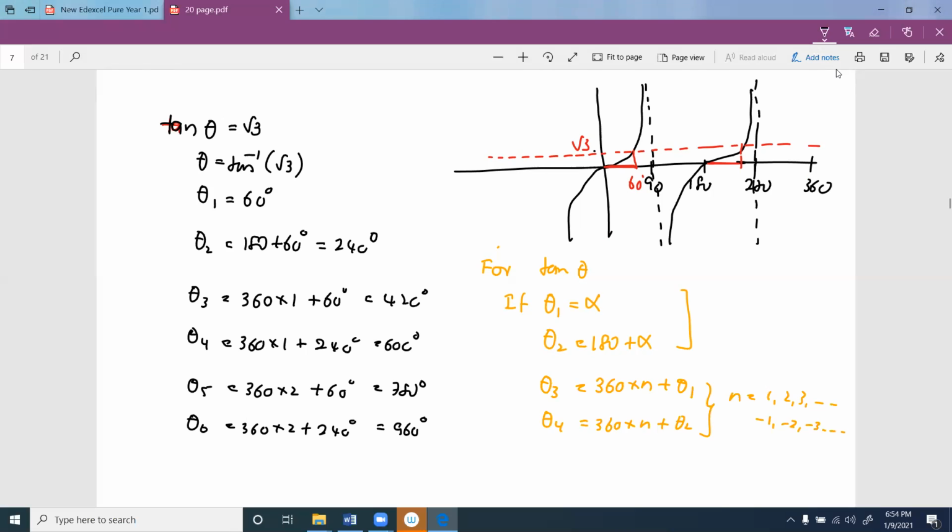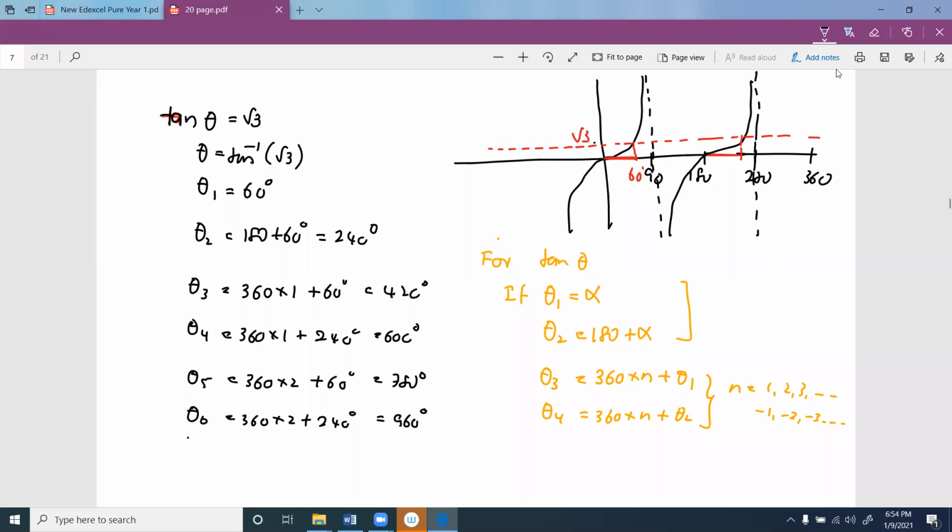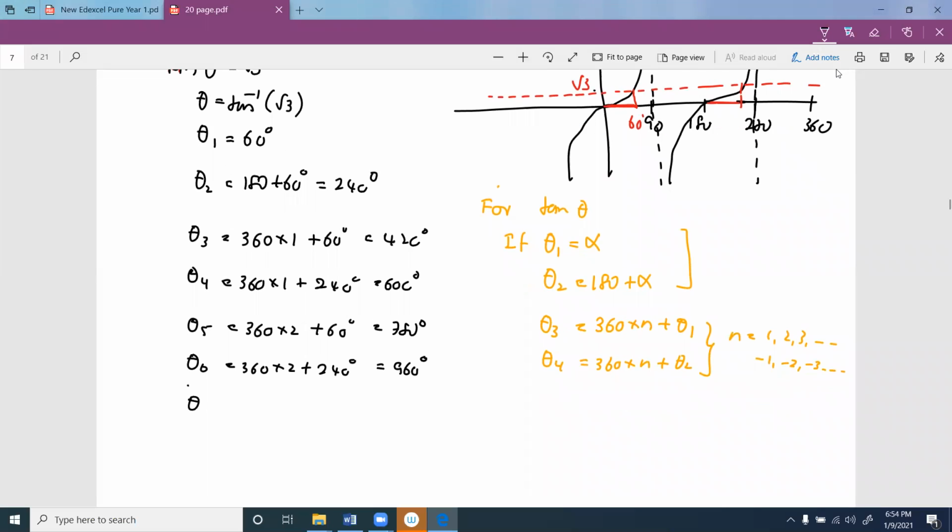960. The negative side also has the same factor there. So you can go a little bit further, you can go for more angles, but I just stop from here. Theta 5 is 360 into minus 1 plus the first angle, that is minus 300. Then theta 6 is 360 into minus 1 plus the second angle, minus 120. Like that you can get as many negative angles as you want. That's a way of finding for tan.